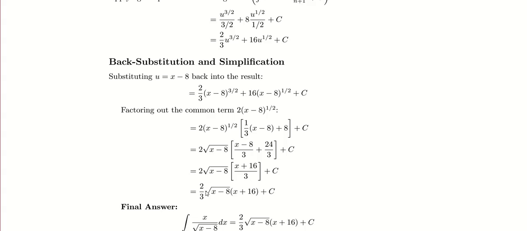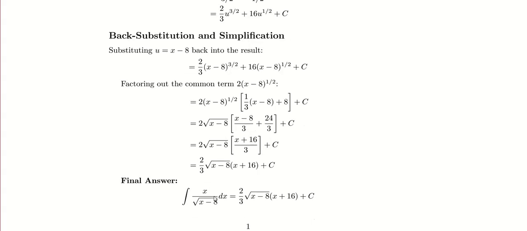And then the 3 can come outside to get 2/3 times the square root of x minus 8 times the quantity x plus 16 plus a constant c. And that's our final answer.